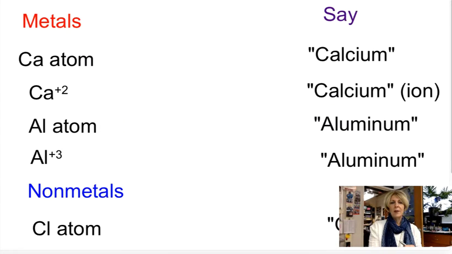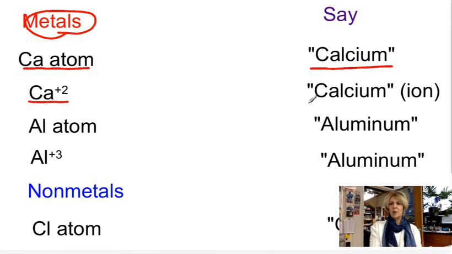Let's talk about how we say their names differently. So if you look at a calcium atom, these are all metals now, all right? You would just say calcium. And if you looked at a calcium +2 ion, you would still call that calcium if you see it in a formula. If you see a plain old aluminum atom, you would say aluminum. If you see an aluminum +3, you would still call that ion aluminum.